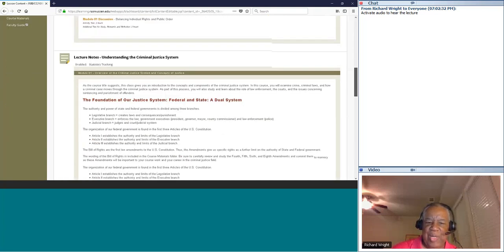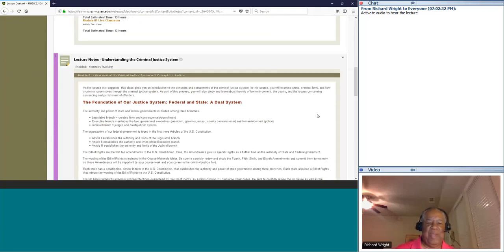So now, the criminal justice system is a system that we operate on the federal level and the state level. Each state has its own legislative branch, executive branch, and judicial branch. The legislative branch consists of Congress in the United States, which is the House, with 435 Congress people, and the Senate, 100, 2 from each state.